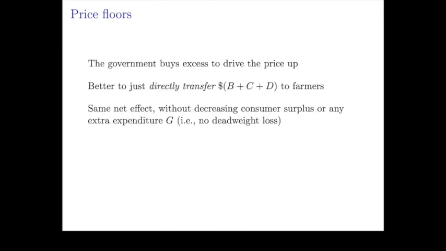Now the government's buying up the excess supply to drive up the price. It would be better to just transfer this amount. You could just hand the producers the area B plus C plus D, and you'd have the same net effect without decreasing the consumer surplus or incurring the extra expenditure of G.